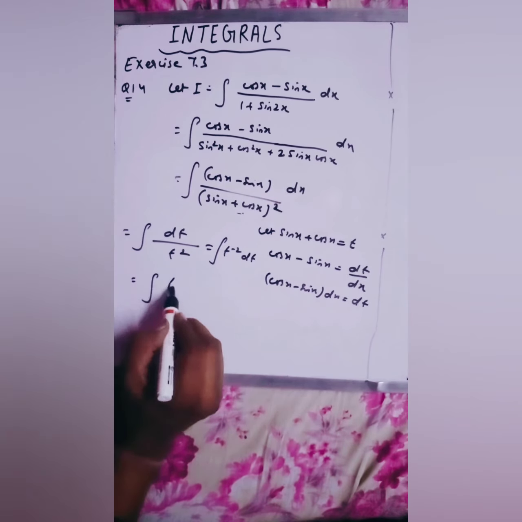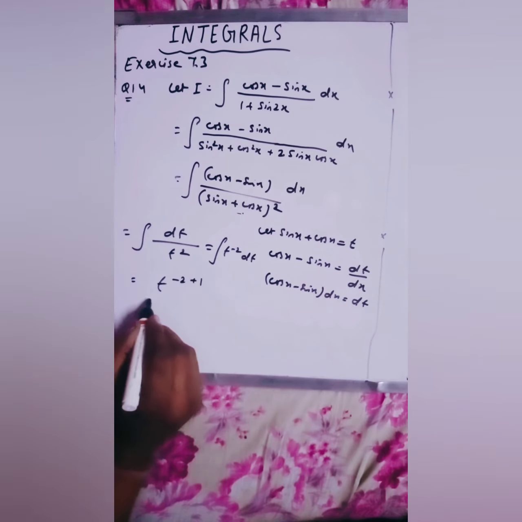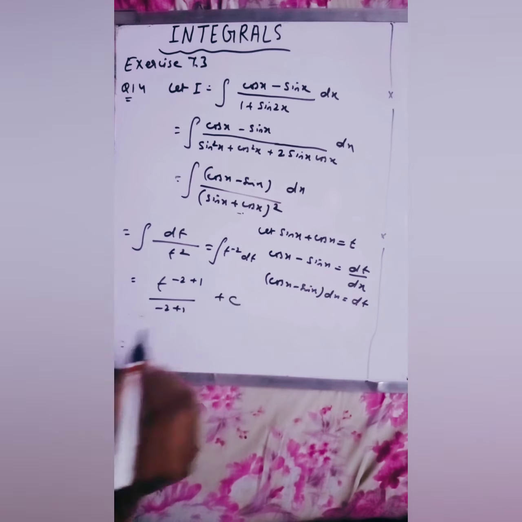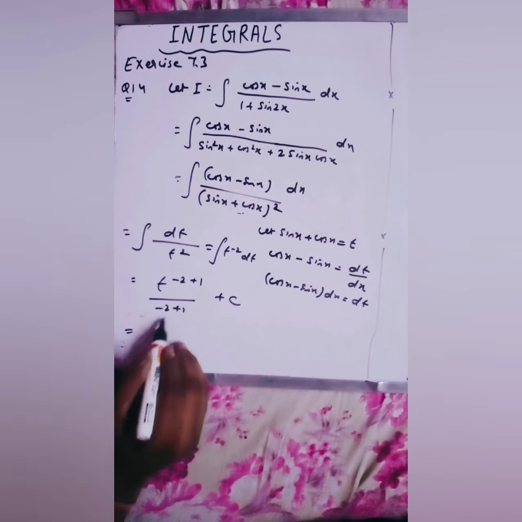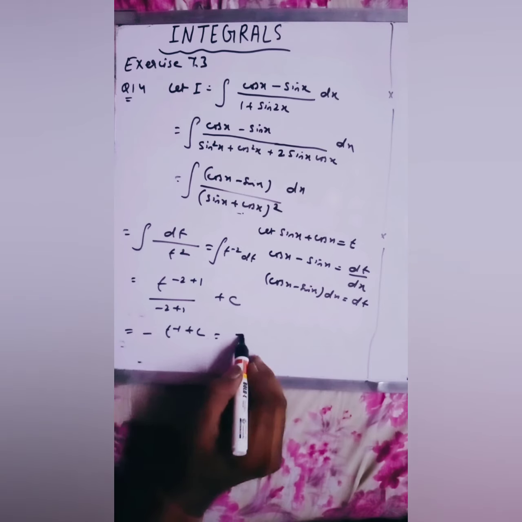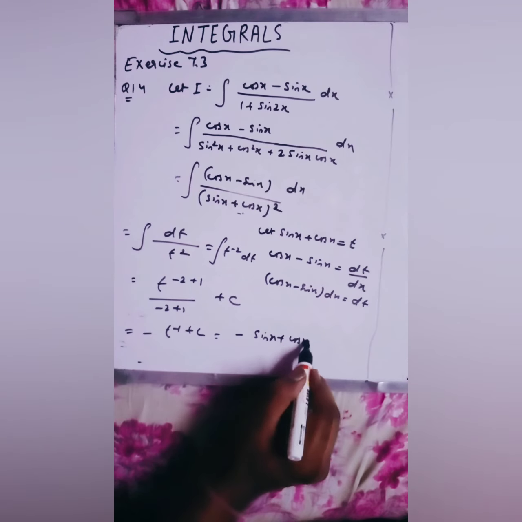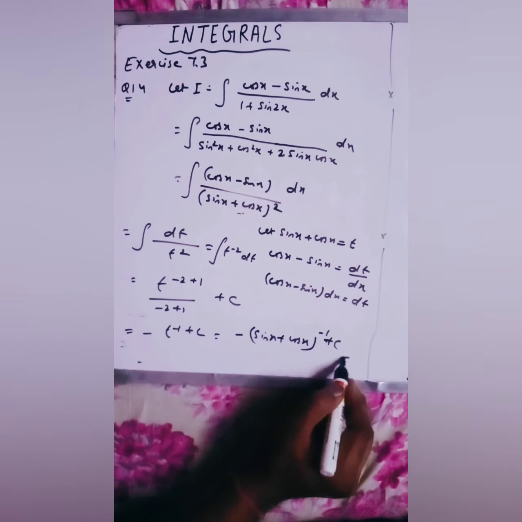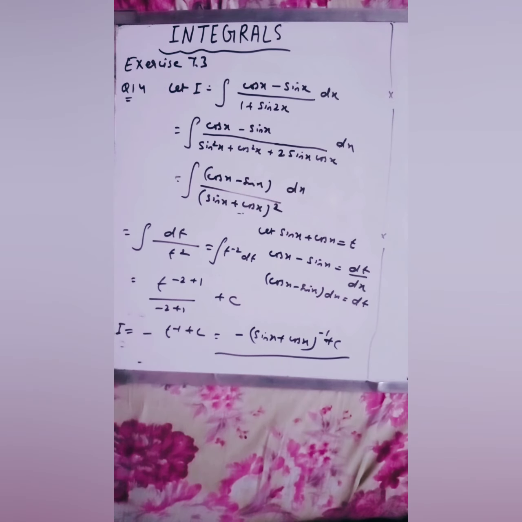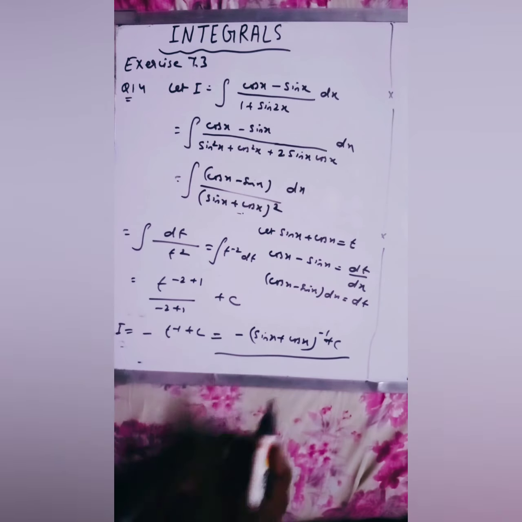So the integration of this would be t raised to power (minus 2 plus 1), and you have to divide by the power, plus c. So here minus will come. This would be minus t raised to power minus 1 plus c, and I'm replacing this t, that is minus (sin x plus cos x) whole raised to power minus 1 plus c. So this is your final answer. Got it? So this is the final answer of your question number 14. So note it down.